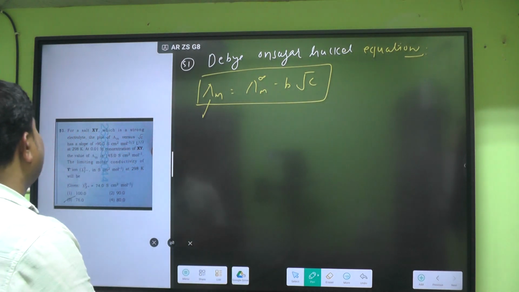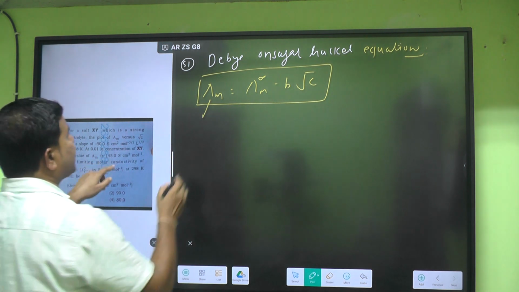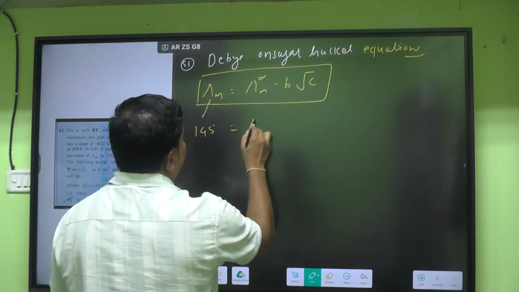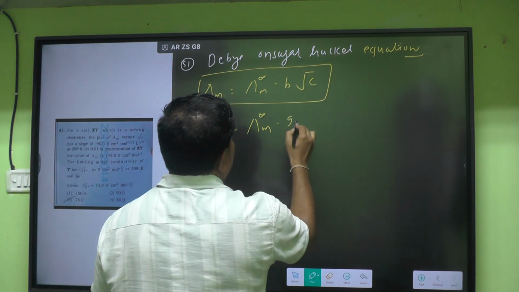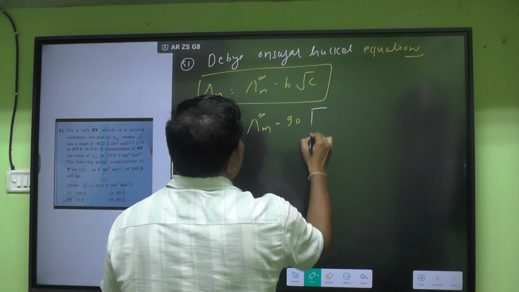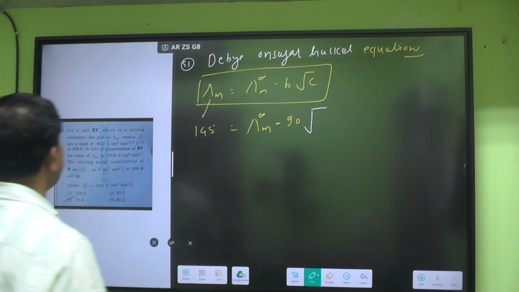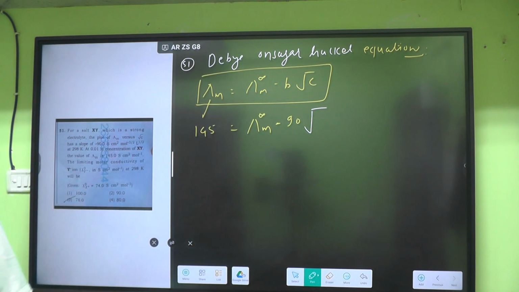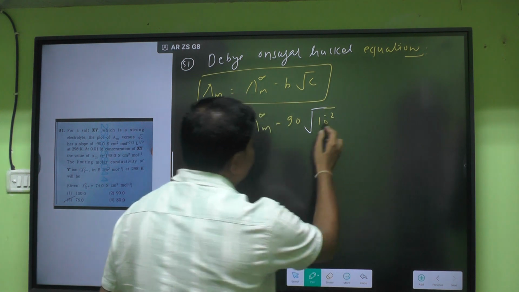So what is here? We have to find the molar conductance at infinite dilution. The molar conductance value is given as 145. What is B here? The B value 90 is given, so put the 90 value here. The C value is given as 0.01 concentration. The limiting molar conductivity at 298 Kelvin we have to find out. The concentration is given as 0.02, so put 0.02, 10 to the power minus 2, here.